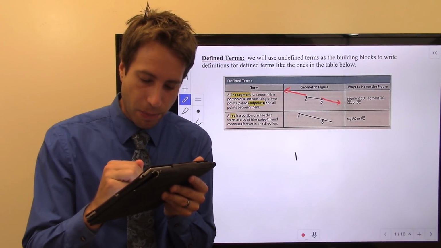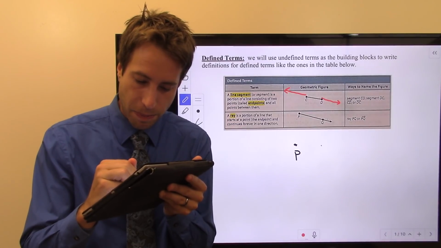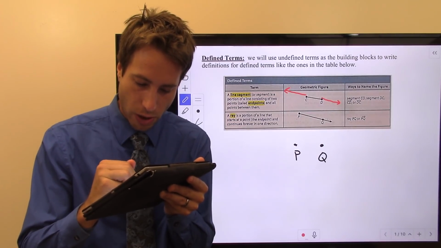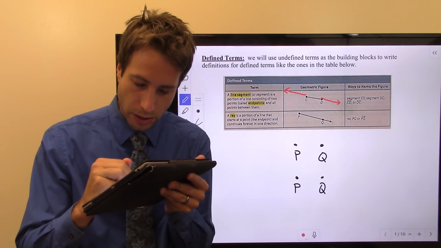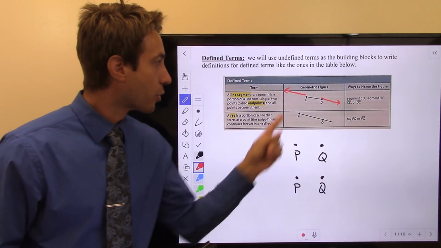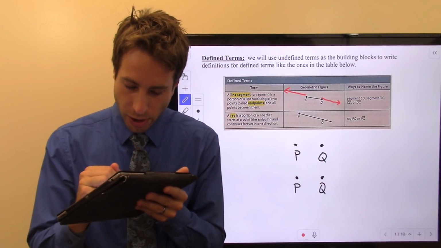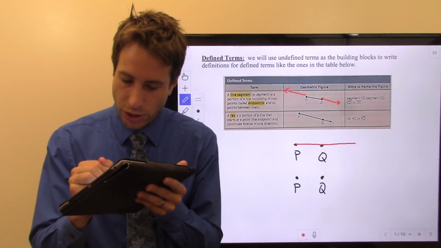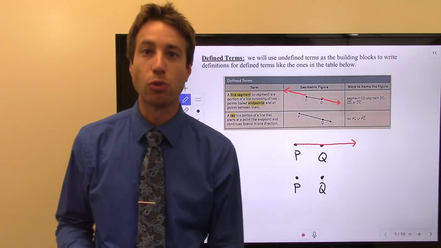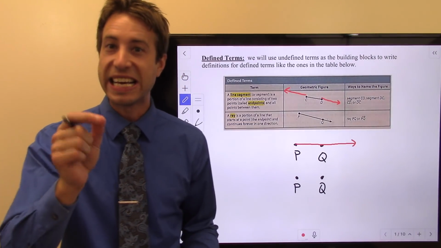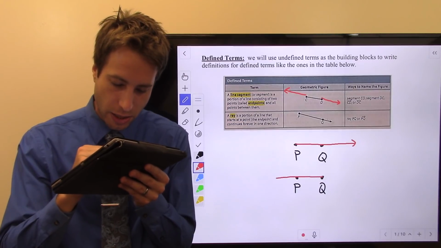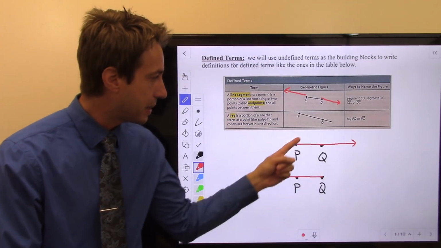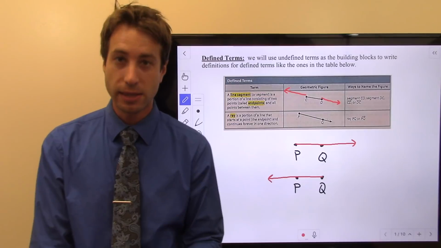If I have the point P and the point Q, let me draw it again right here, the point P and the point Q. If I draw the ray that I've already got drawn there, starting at P, extending through Q, and going to infinity, there's the ray PQ. Is that the same as the ray starting at Q and going through P? Are those 2 rays the same?